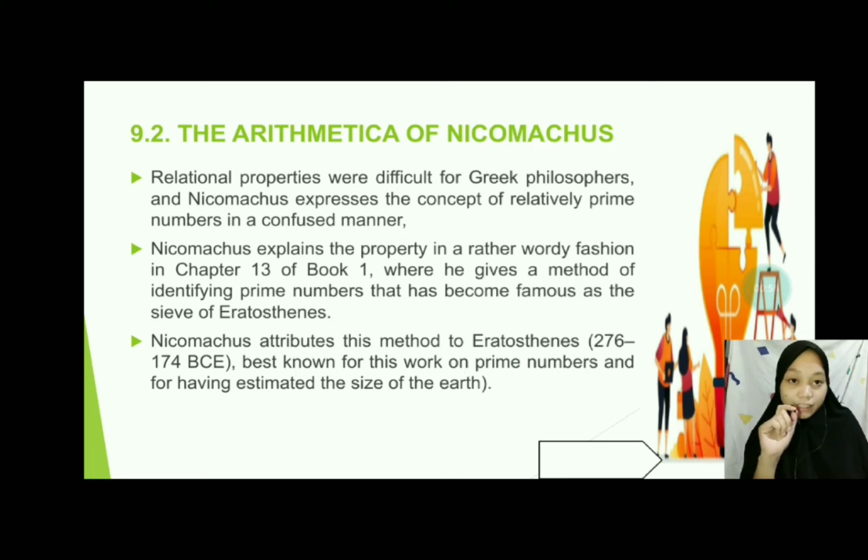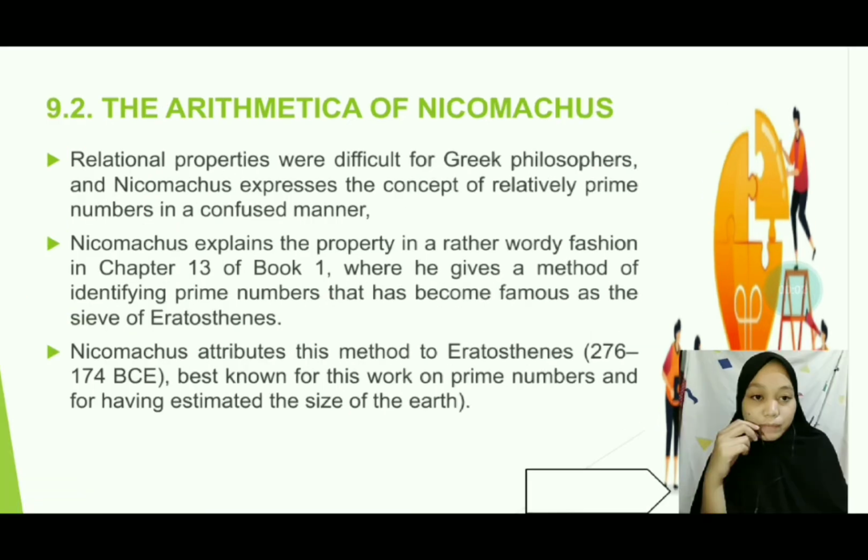So our next lesson is the Arithmetica of Nicomachus. So relational properties were difficult for Greek philosophers, and Nicomachus expresses the concept of relatively prime numbers in a confused manner. Nicomachus explained the property in a rather wordy fashion in chapter 13 of Book 1, where he gives a method of identifying prime numbers that has become famous as the sieve of Eratosthenes. Nicomachus attributes this method to Eratosthenes, from 276 to 174 BCE, best known for his work on prime numbers and for having estimated the size of the earth.